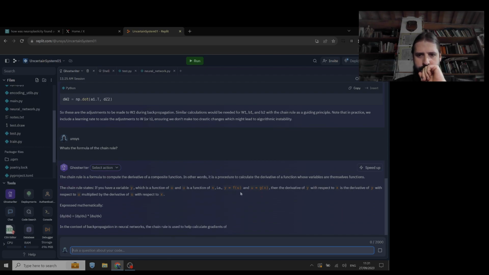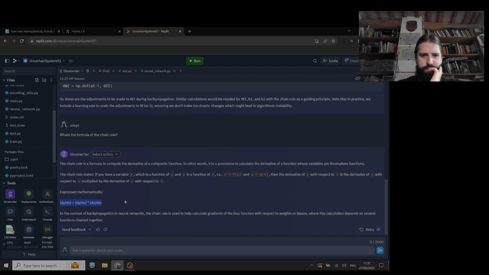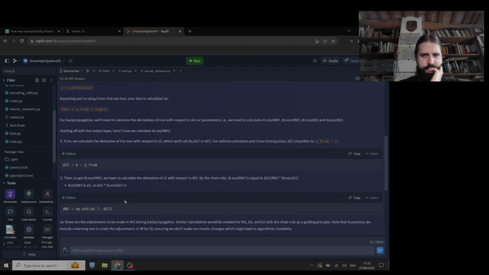So y equals f(u) and u is g(x), right? So the derivative of y with respect to x is f of g(x), and then you want the derivative of y with respect to x, which is the derivative of y with respect to u, times the derivative of u with respect to x. That's just what the chain rule says. So essentially, that's what we are applying here.